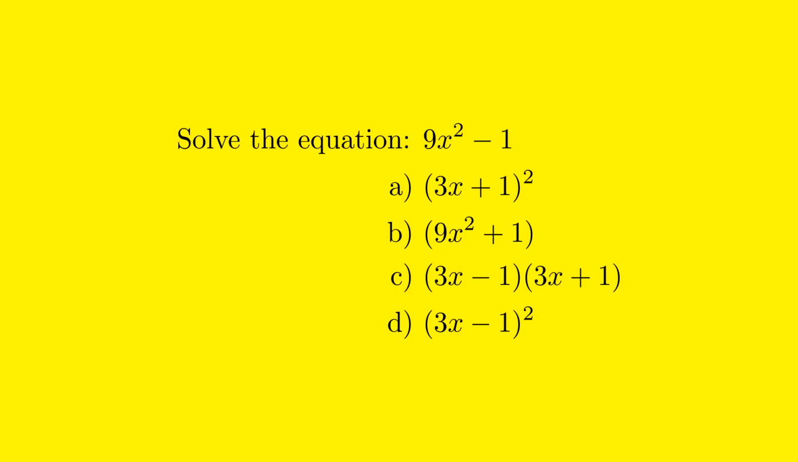In this video, we will be exploring the problem involving the expression 9x squared minus 1 and its possible solutions. The solutions are as follows. A, (3x plus 1) squared. B, 9x squared plus 1. C, (3x minus 1) times (3x plus 1). D, (3x minus 1) squared. Pause the video here and try to solve the problem for yourself before we reveal the correct answer.